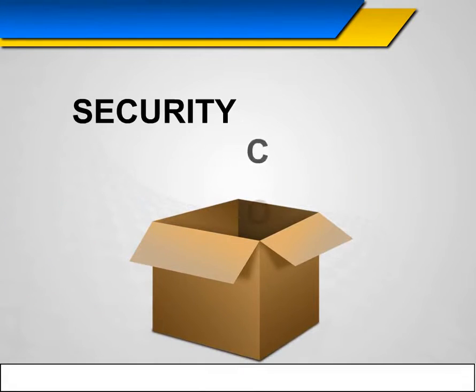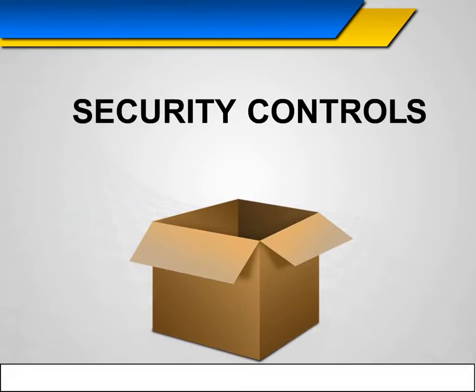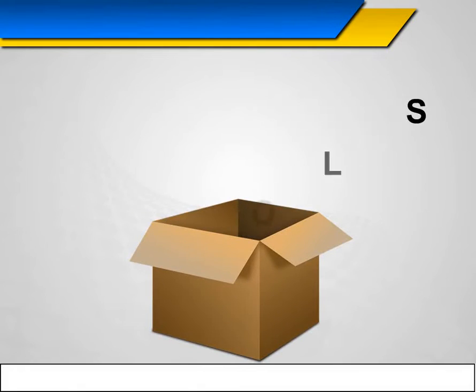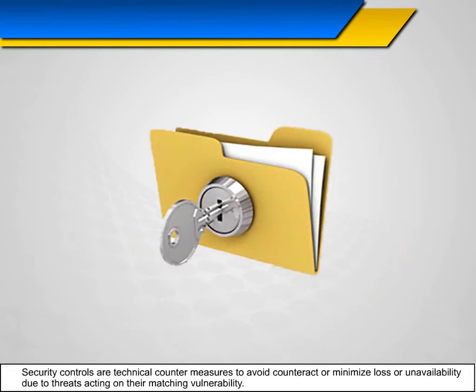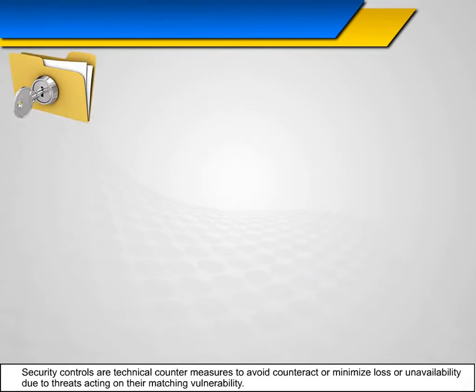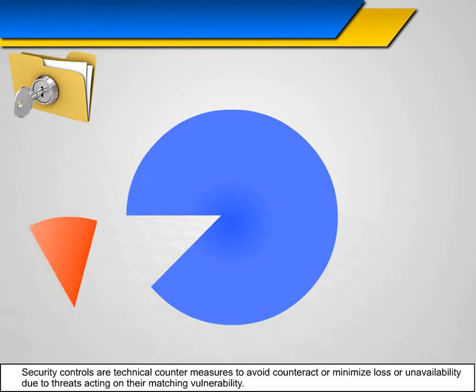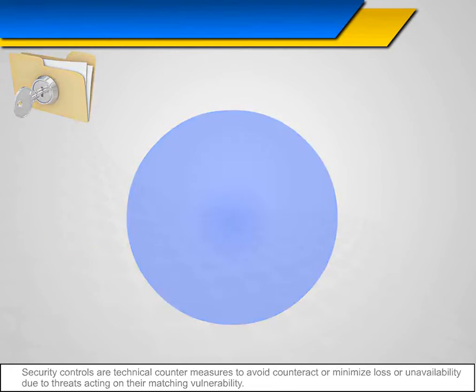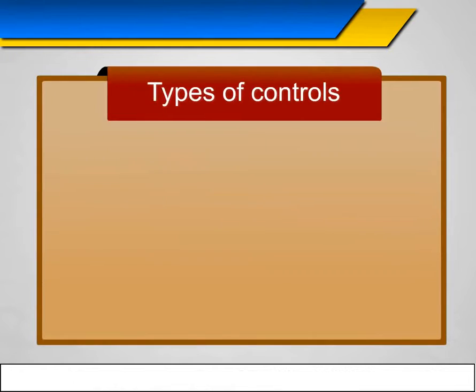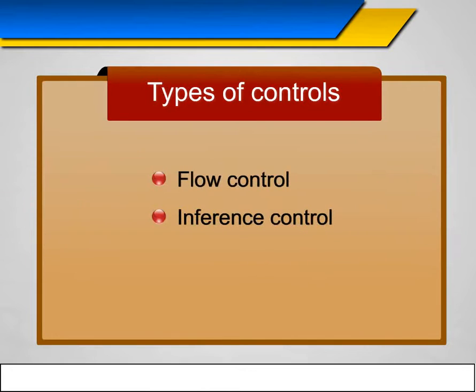Security controls. Security controls are technical countermeasures to avoid, counteract, or minimize loss or unavailability due to threats acting on their matching vulnerability. Types of controls: flow control, inference control, access control.